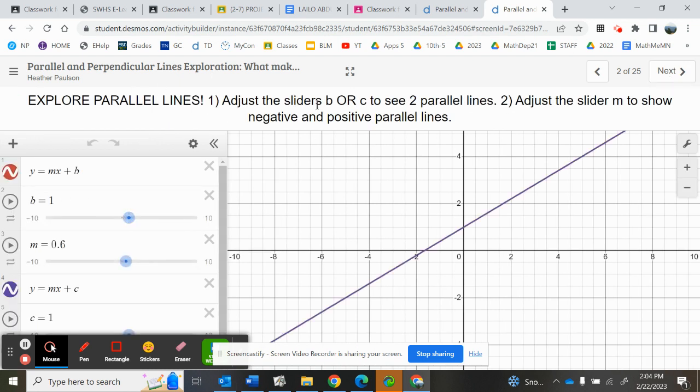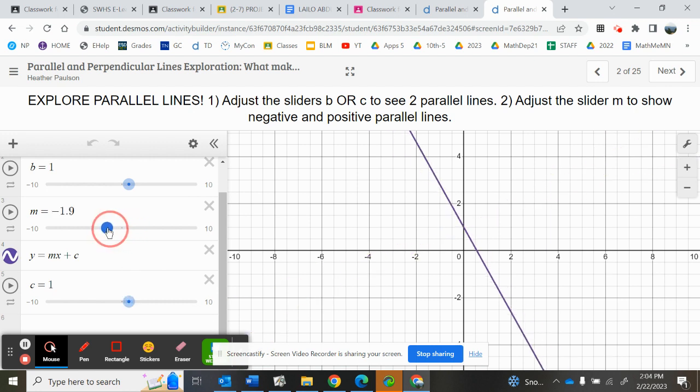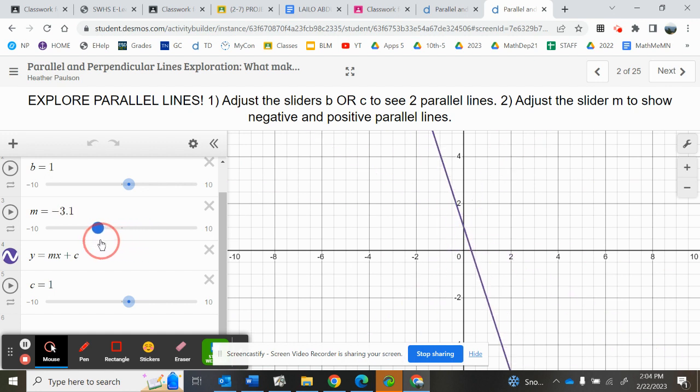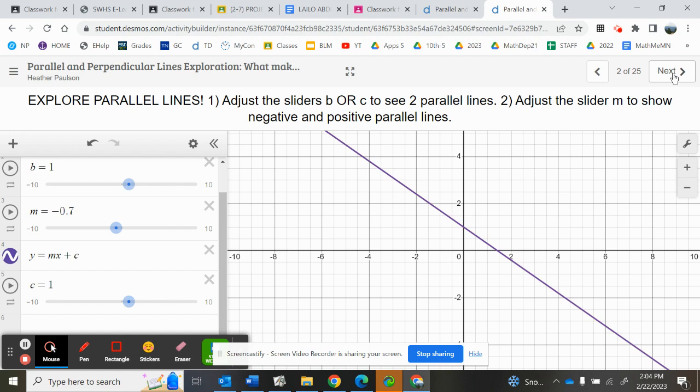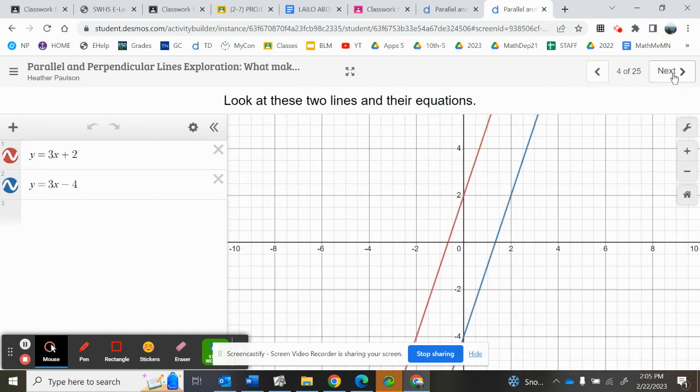Next, adjust the sliders B or C to see parallel lines. So adjust either this slider or scroll down and adjust C. And then you can adjust M, to see the different slopes, negative and positive. But make sure to adjust B or C to show the parallel lines. And then you're going to observe more parallel lines. Focus on the slopes.